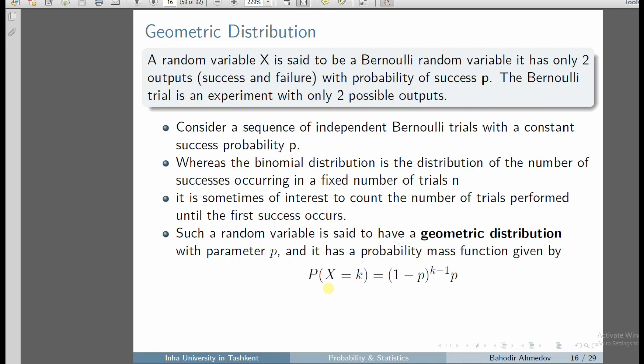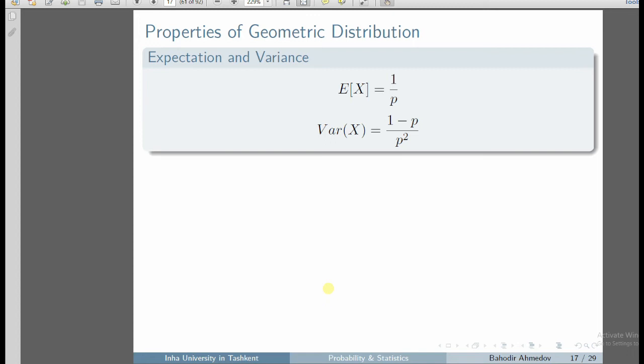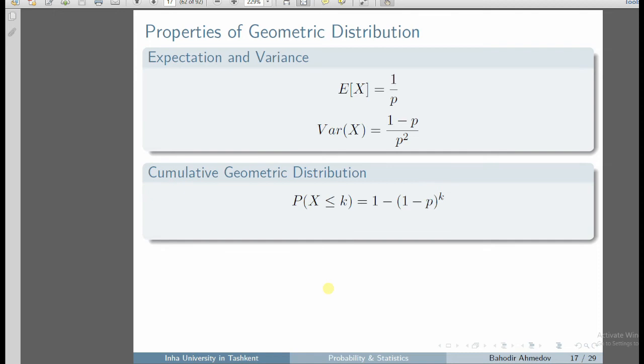So this is how we need to calculate the expected value. Could you please write it down? The expected value is 1 over p. In our example of tossing the coin, what is its interpretation? What is p? It's 1 over 2, so the expected value will be 2. It means that if you toss the coin, you should expect to get your first head on the second trial. The variance is (1 minus p) over p squared. And there is one more formula which you need to prove at home, the cumulative geometric distribution.